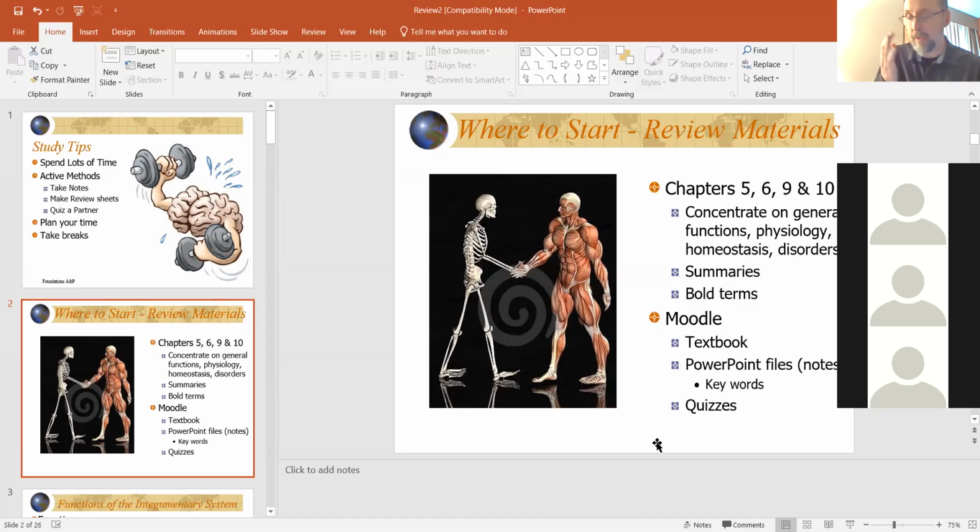Okay, there's not time to read that stuff again, but you could read all the chapter summaries again. That would be a good thing to do. You can look at bold terms and headings. Those are good things to do. You can look at the keywords on the Moodle files, on the PowerPoint files, and certainly look over your old quizzes. I reuse questions from some of the quizzes. Some of your questions will be new.